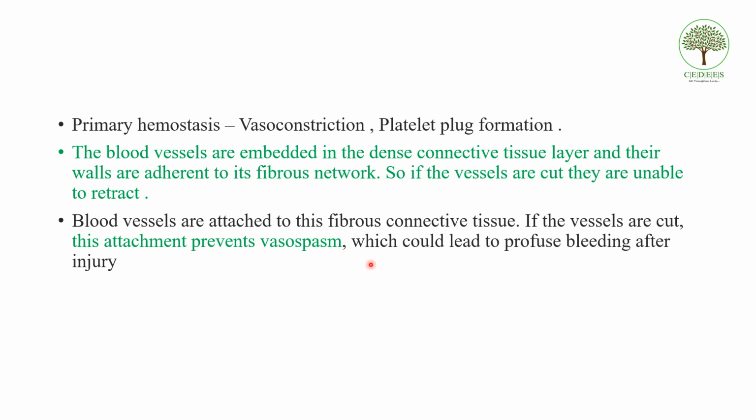So if it is cut, what happens? The vessel cannot go into spasm. If spasm happens, only then does contraction happen. Because the walls are adherent to the fibrous tissue, it cannot go into vasospasm, so vasoconstriction cannot happen. So it will bleed profusely.